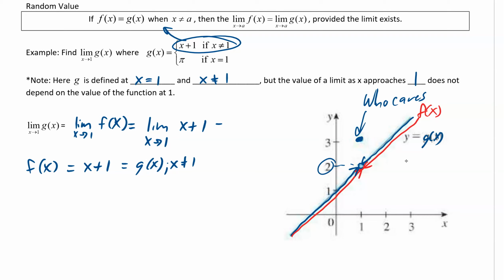So now we can just use our direct substitution property, plug it in, and we get 2, which is what we had in our picture. So coming in from the left and the right, we get 2. This works really well with piecewise functions. You just want to look at the value that we're approaching, and you can see what it gives us.